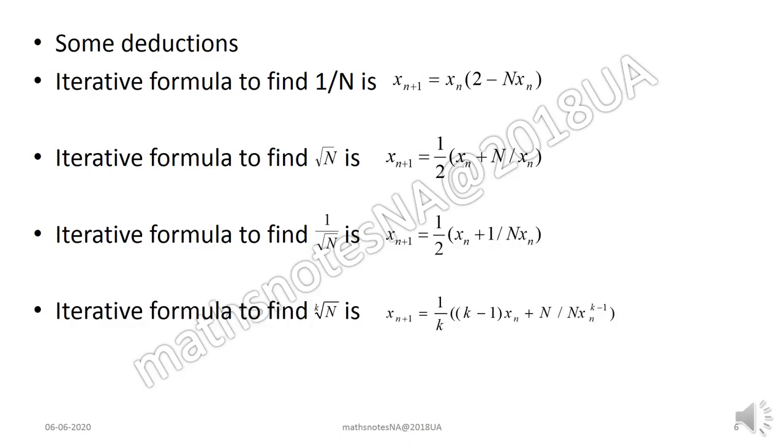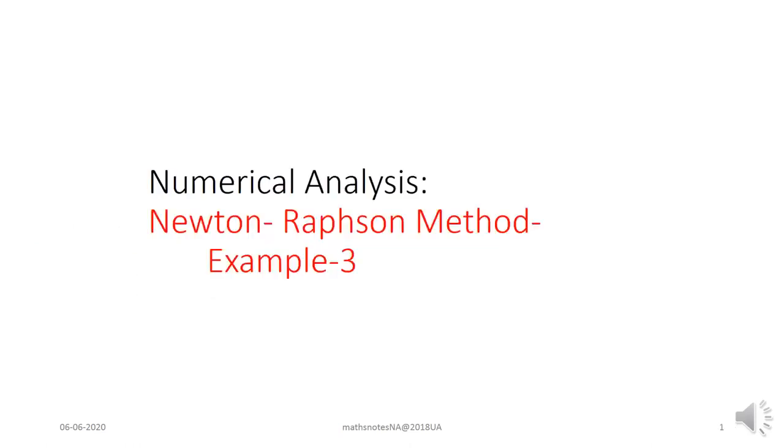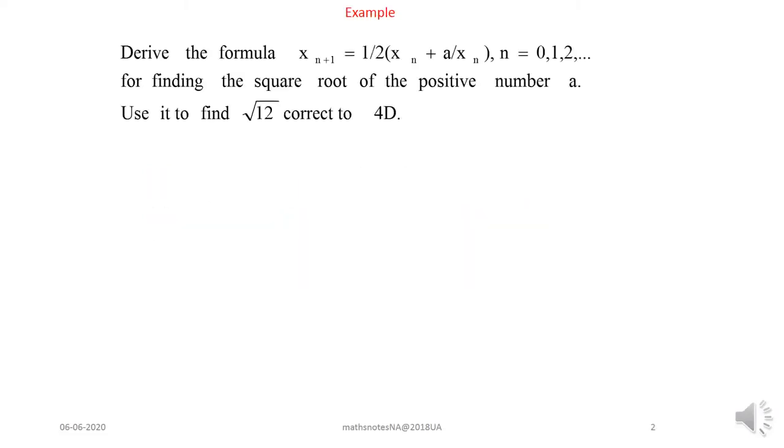Thank you. Hello viewers, in this video I would like to discuss example third of Newton-Raphson method. Example is, derive the formula x(n+1) is equal to 1 by 2 into xn plus a upon xn, where n takes 0, 1, 2, 3 and so on values, for finding the square root of the positive number a. Use it to find under root of 12 correct to 4 decimal places.